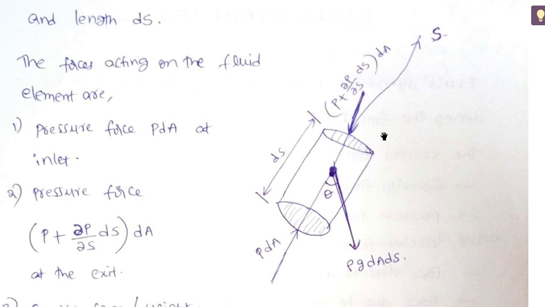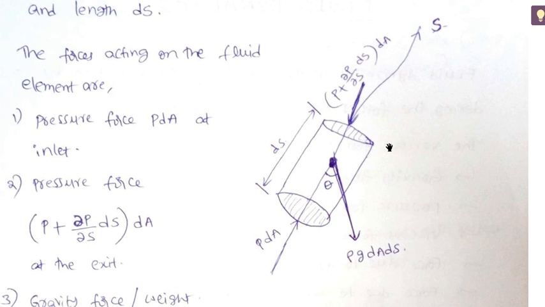According to Taylor series, we are writing pressure at S plus delta S equals pressure at S plus the rate of change of pressure along that direction for a length of ds. The element is having a length of ds. So here the pressure will be pressure at this point plus rate of change of pressure with respect to S for a length of ds. Now this is the pressure at the exit.